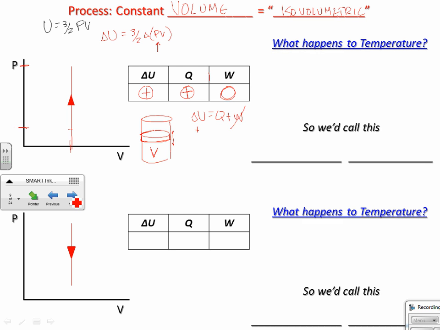Which hopefully makes sense, right? Nothing in the gas moves. We're not compressing. It's not expanding. But if we want the temperature to go up, how do we do it? Well, we add energy to the system, right? Put that candle underneath the piston, the cylinder. What happens to temperature? It increases.